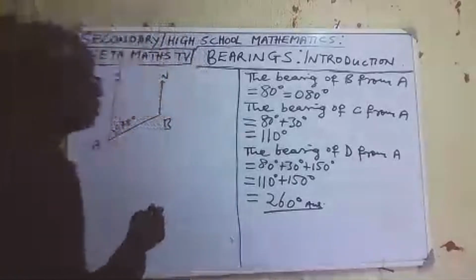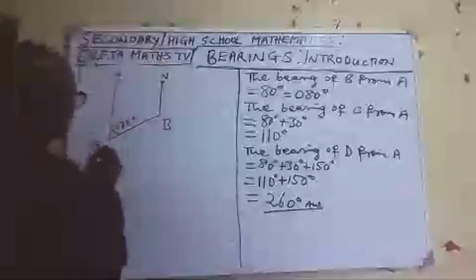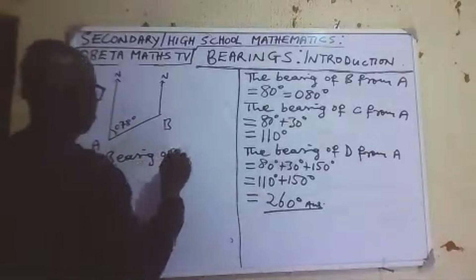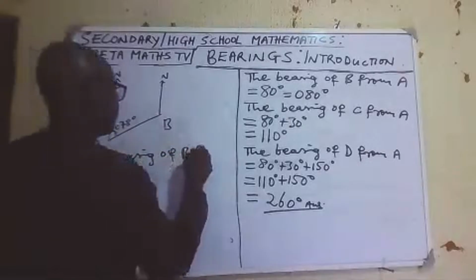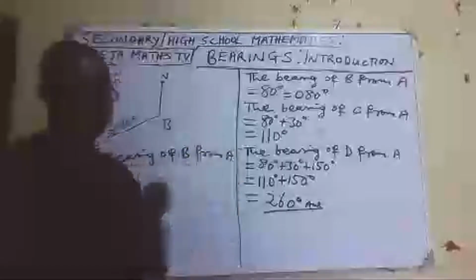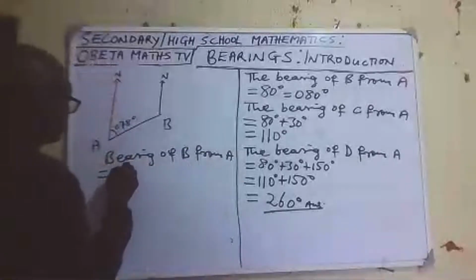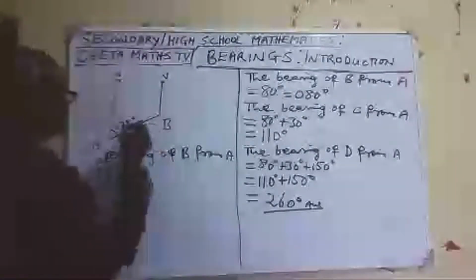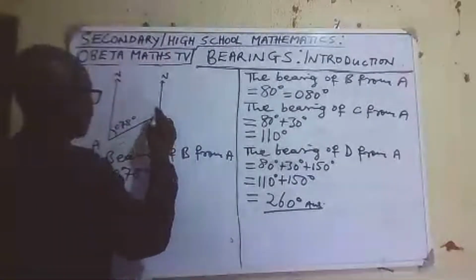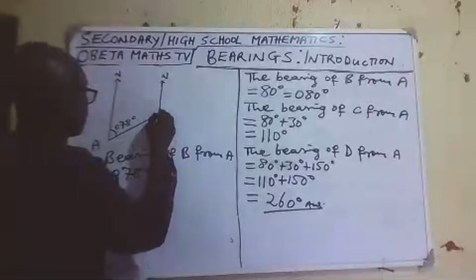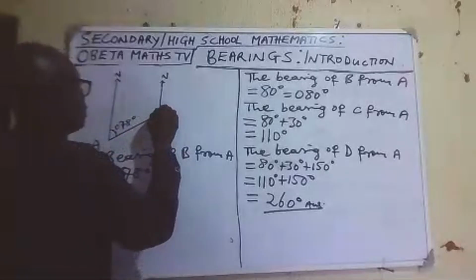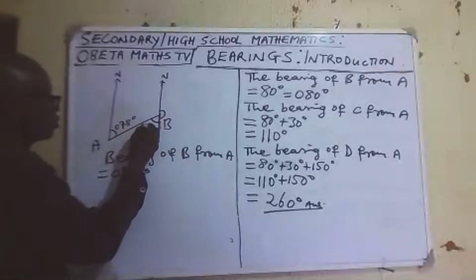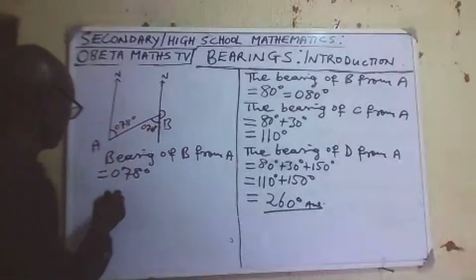We follow the same pattern. The bearing of B from A is equal to 078 degrees. That is from here to here. But that of A from B, you have to show this because this is a straight line. So the whole of this is 180, and this one is alternate to this, which means this is also 078 degrees.